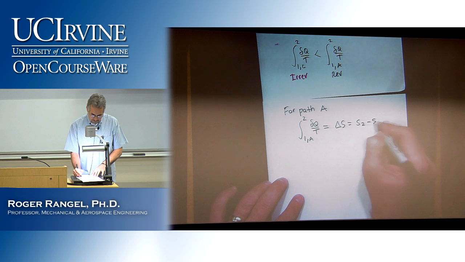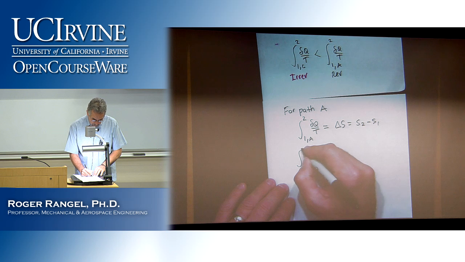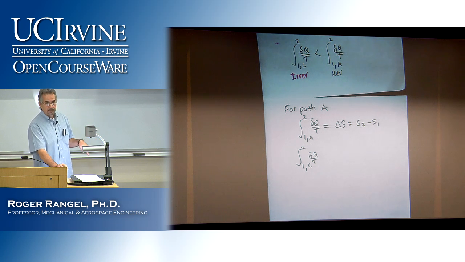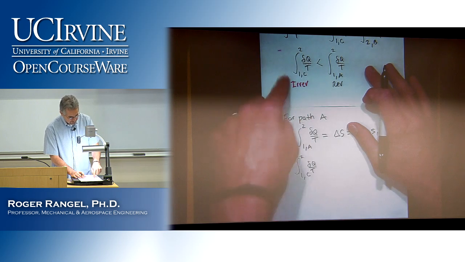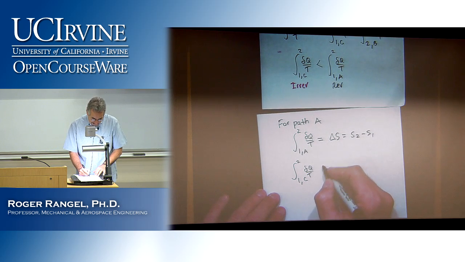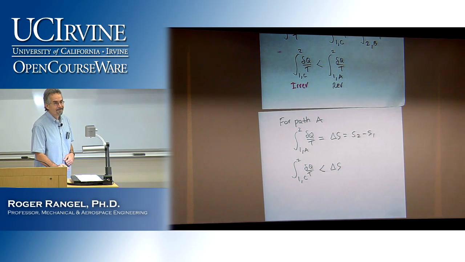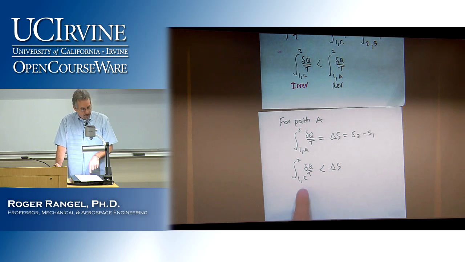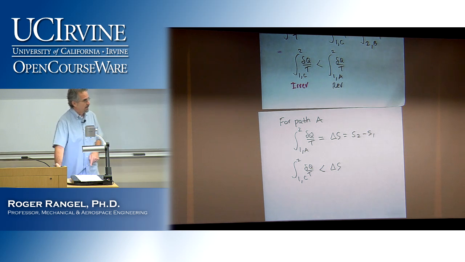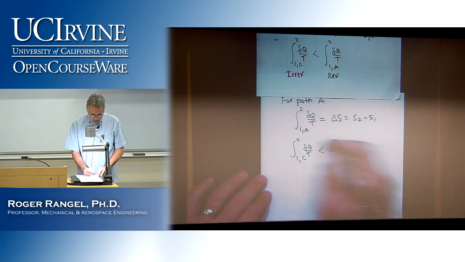So this is the change in entropy, S2 minus S1. And we know that the integral from 1 to 2 on path C is less than that. We concluded that right here. This is less than that one. This one is the change in entropy. So this has to be less than the change in entropy. So the integral calculated on the irreversible path, on the real path, is less than the entropy change.